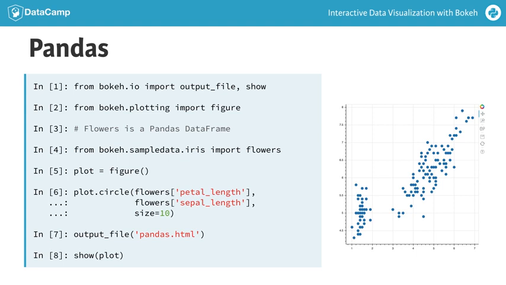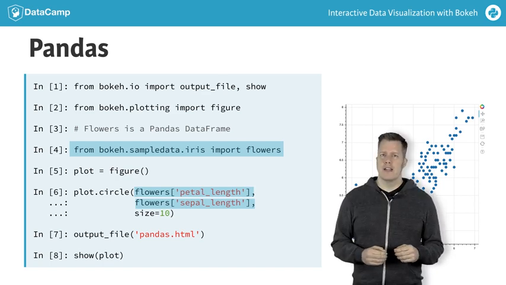as you would expect. In this example, we have loaded the flowers dataset, which contains measurements of 3 different species of iris flowers as a Pandas data frame. We can show a scatter plot of petal length versus sepal length by passing the columns for petal length and sepal length to the circle function.